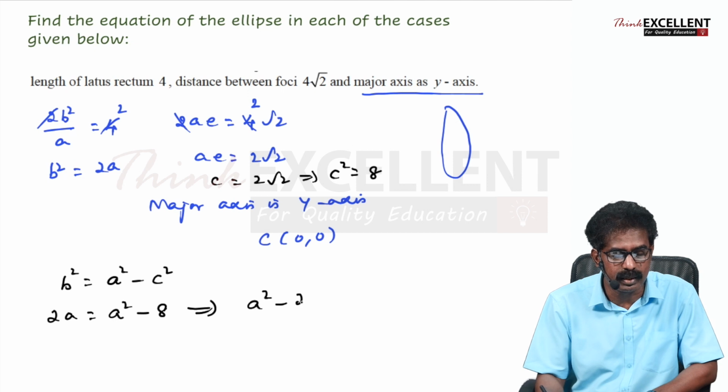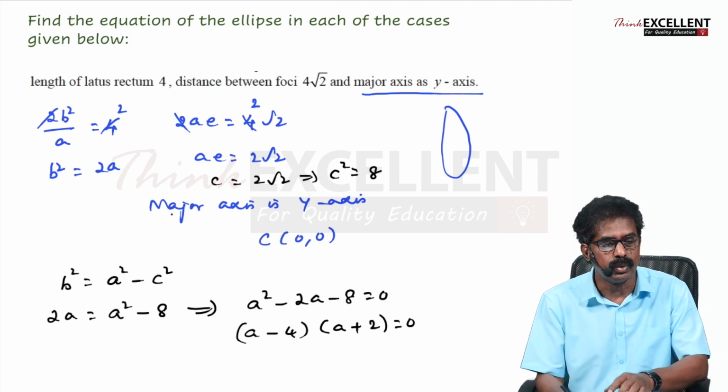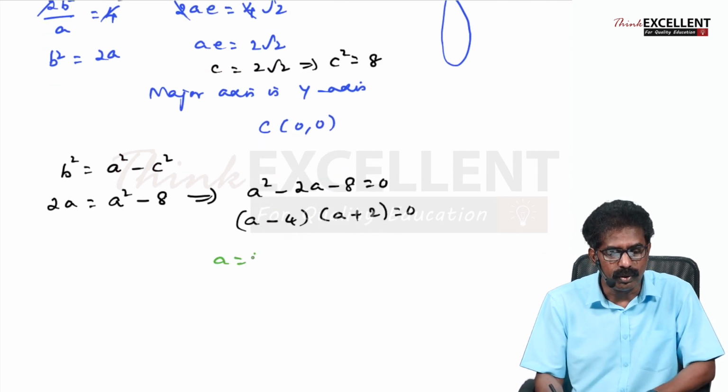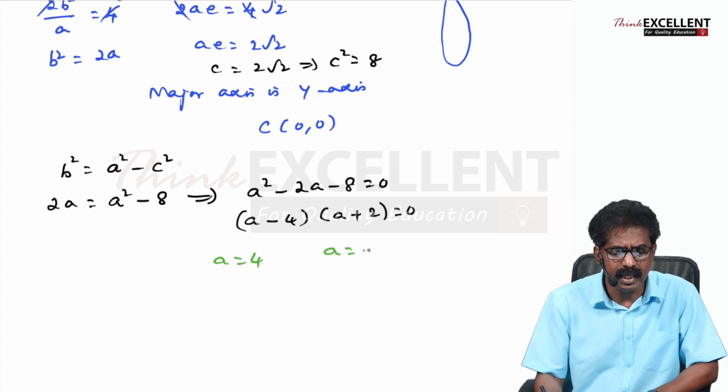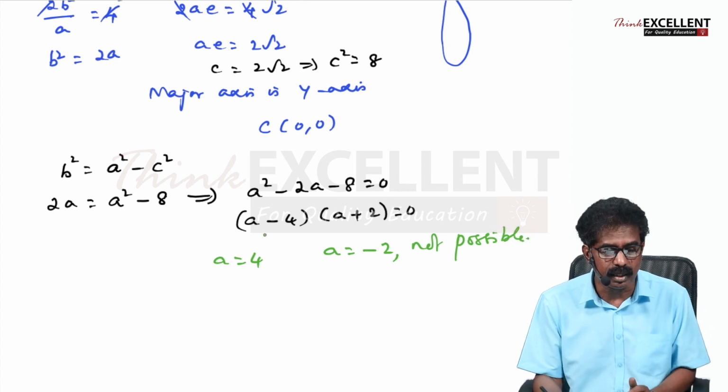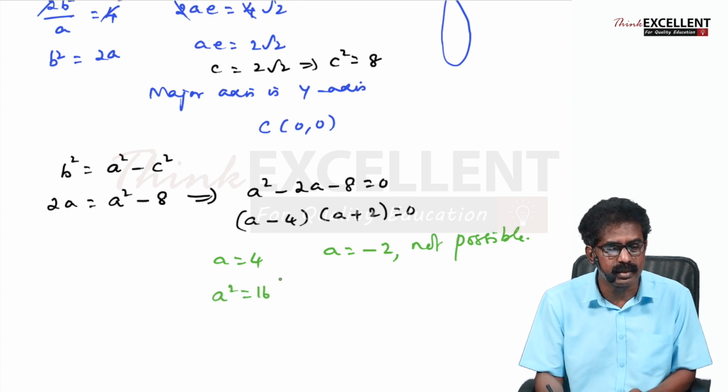A square minus 2A minus 8 equal to 0. Now you can factorize it. A minus 4 into A plus 2. Trinomial factorization, you know that. You are getting two values. A equal to 4. Another value A equal to minus 2, not possible, right? Because the A value, that is the length of the semi-major axis, cannot be negative. So A equal to 4, which means A square equal to 16, right?